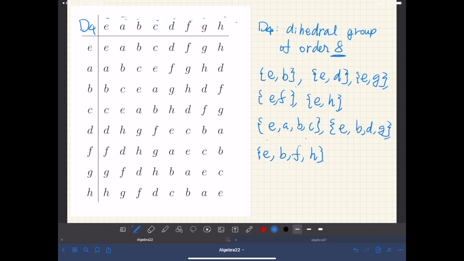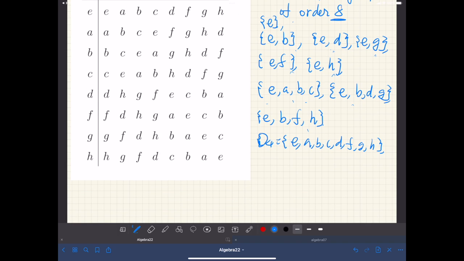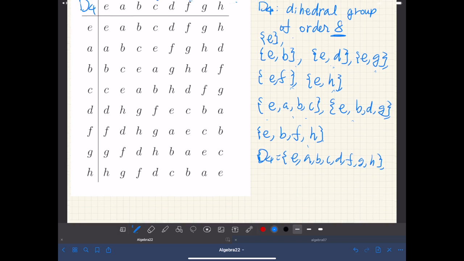Okay, so 1, 2, 3, 4, 5, 6, 7, 8 subgroups. And of course, there are trivial subgroups, that is only one element, and there is D4 itself. D4 itself is {E, A, B, C, D, F, G, H}. So these are all the subgroups of this D4.